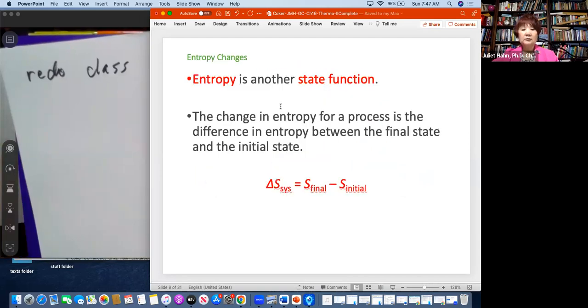Entropy, the disorder, is another state function, meaning it doesn't matter how you get to the state. All you're worried about is the delta S of the system. The difference in entropy of the system is equal to the final entropy minus initial entropy. It doesn't matter how you get from final entropy to initial entropy. You can take a circuitous path, or you can just go straight from one to the other. Doesn't matter. It's just a state function. So all that matters is the final state and the initial state.